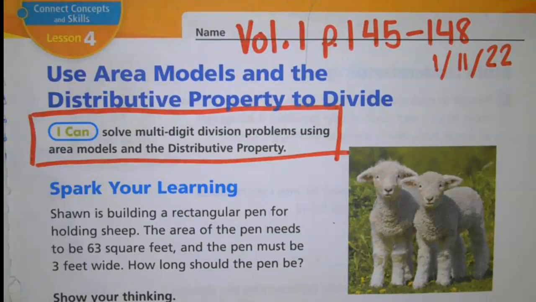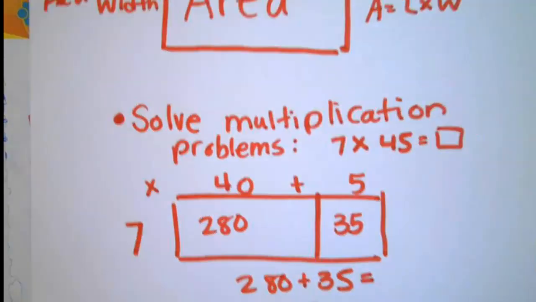Okay, today we're going to be using the area model and the distributive property to divide. Those are two things we've worked with separately, but today we're going to combine them to do division problems. I'm going to remind you about the ways we've used the area model before.